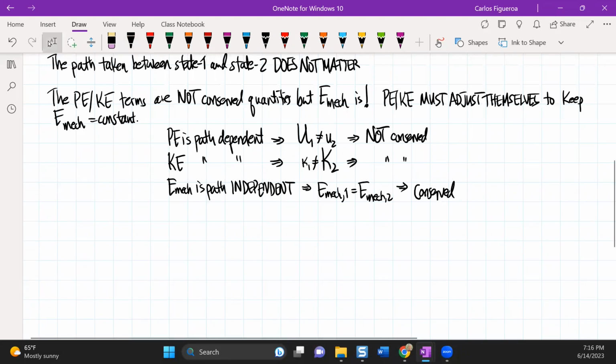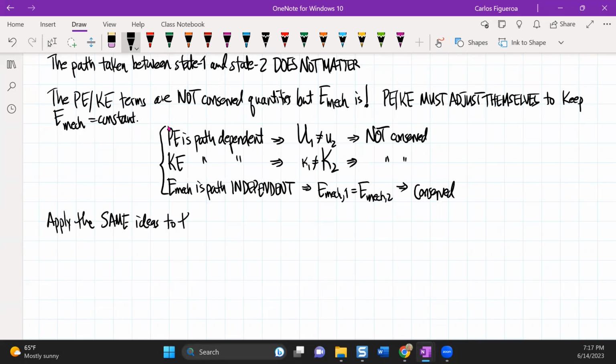Now, what I want to do here is apply these same ideas to the change in internal energy. So now what we're going to do is apply the same ideas to the change. Note, I didn't say internal energy. I said the change. So the change in internal energy.